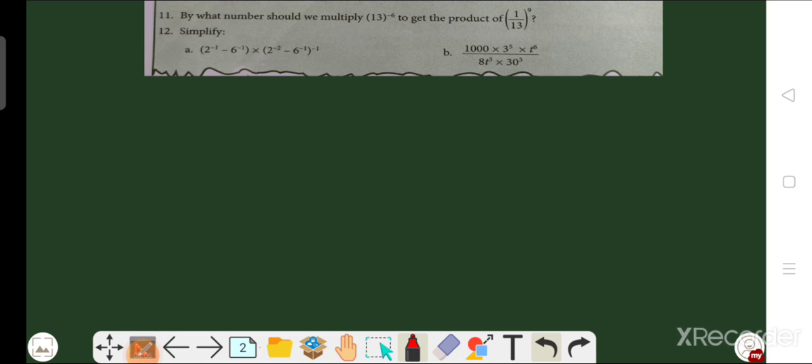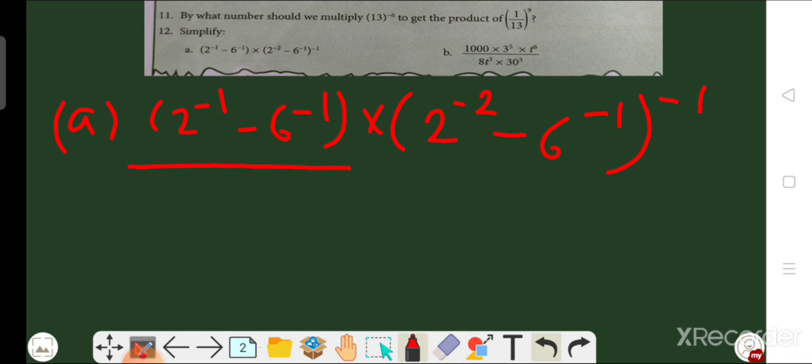Now, we will solve question number 12. So, a part of question number 12 is 2 raised to the power minus 1 minus 6 raised to the power minus 1 multiplied by 2 raised to the power minus 2 multiplied by minus 6 raised to the power minus 1 and whole raised to the power minus 1. Okay. We will do this question in two parts beta. Firstly, we solve this part and then we solve this part. Okay. And after that, we multiply both the resultants. Okay. Now, look at the solution of the first part.